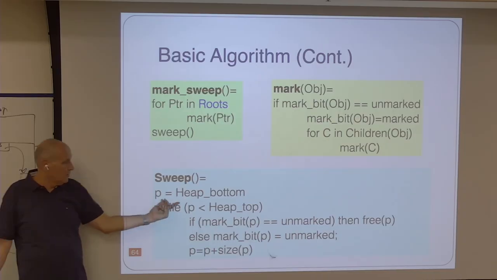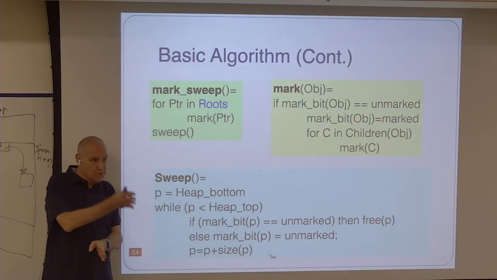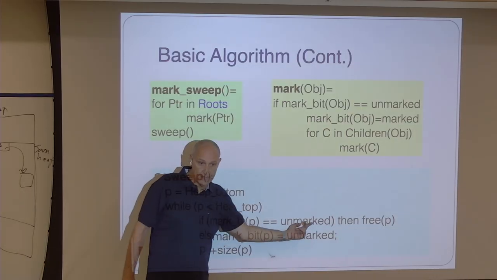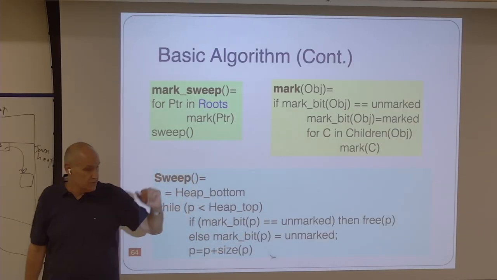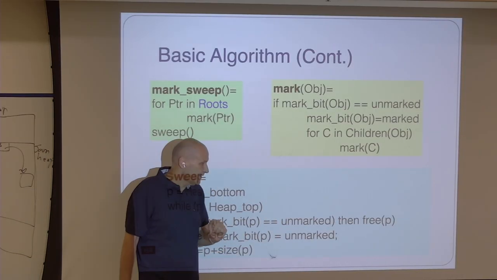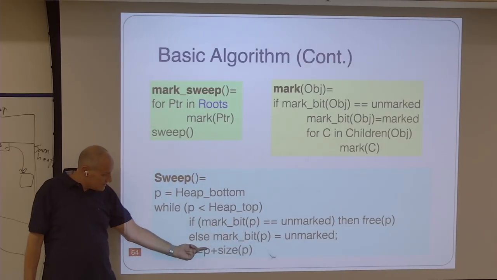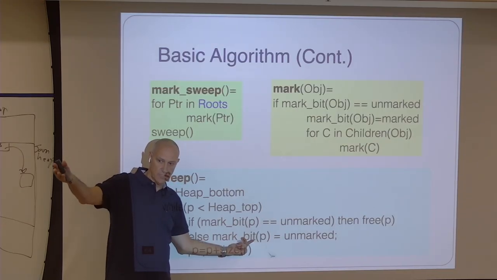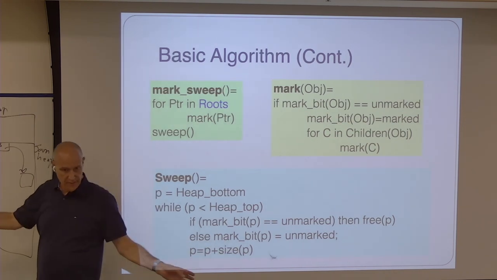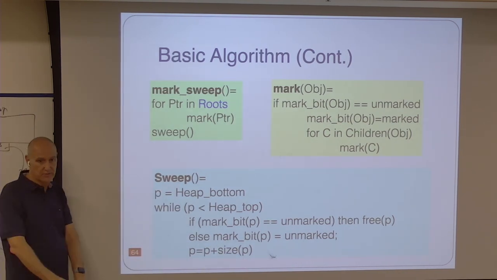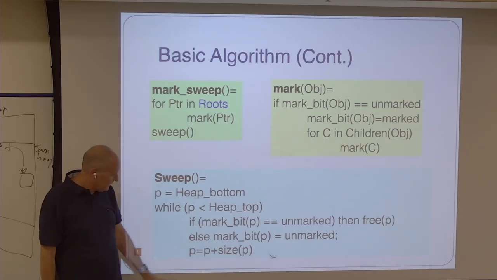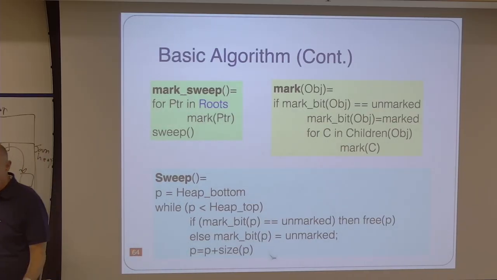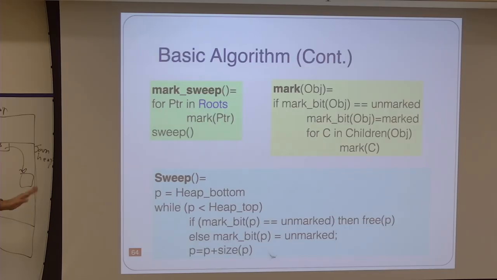I go from the heap bottom and I go object by object, and any object whose mark bit is unmarked, I have not reached it in the mark procedure, I just free it. Otherwise, I go to the mark bit and clear it to prepare it for the next cycle of garbage collection. So if it's unmarked, I free it. If it is marked, I clear the mark bit to prepare for the next collection. And then I jump over this object to look for the next object. So this is the sweep. Okay, questions on the basic algorithm?